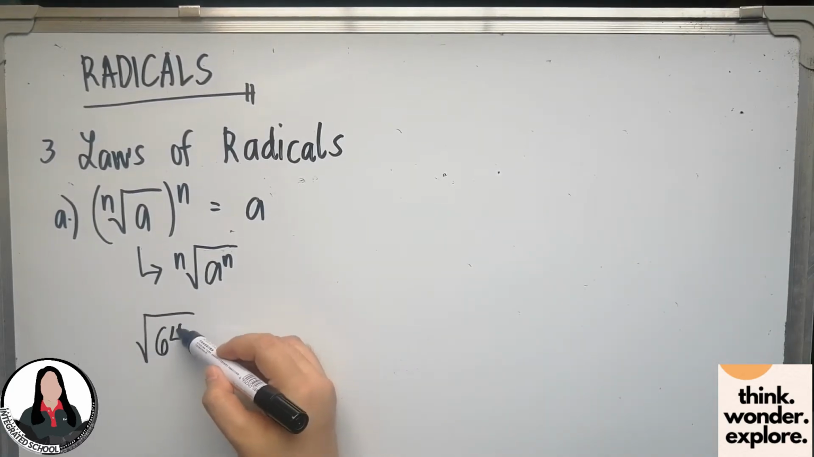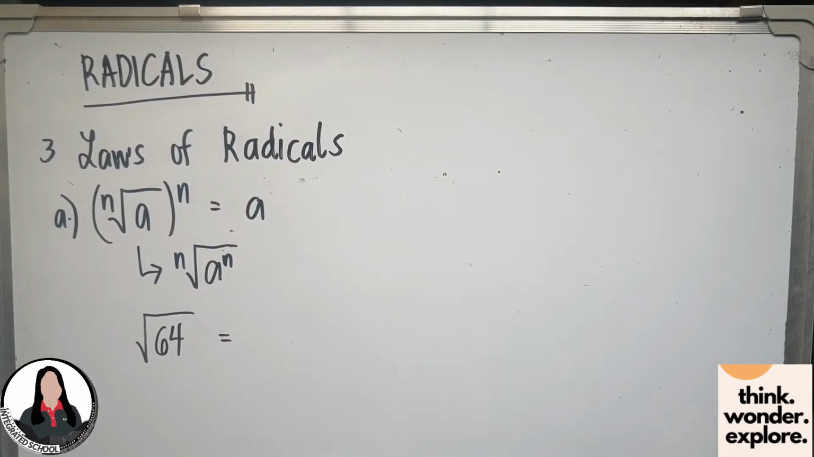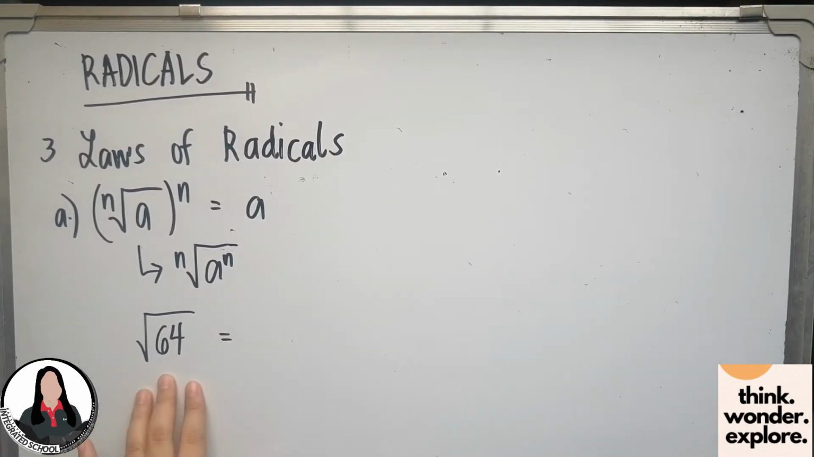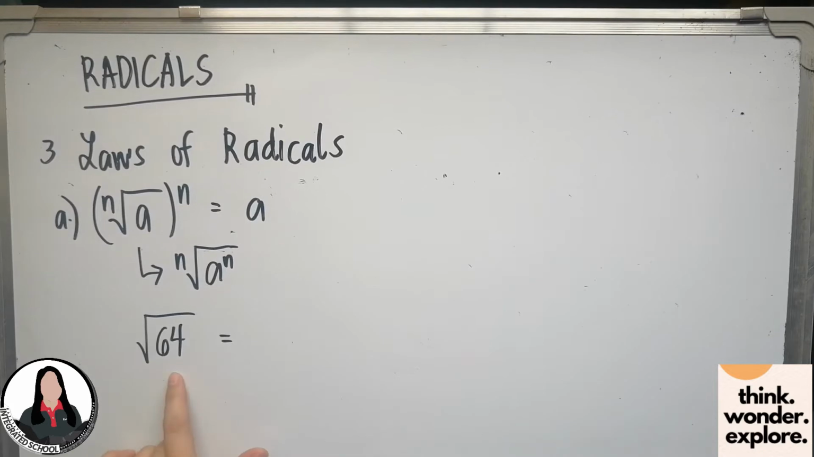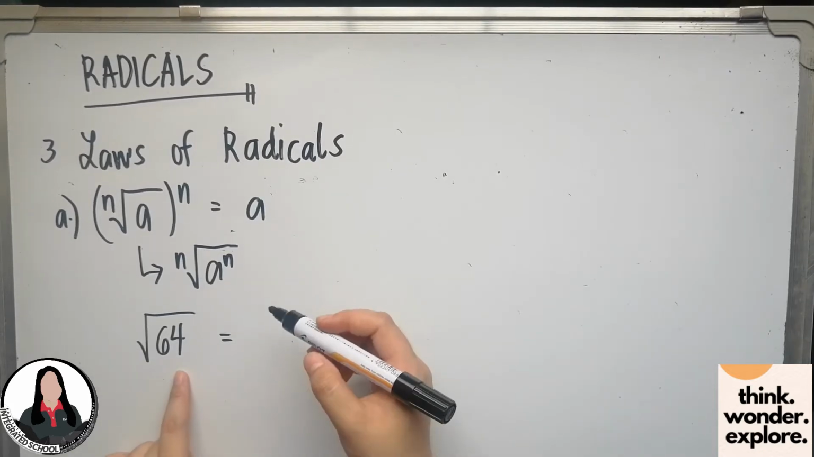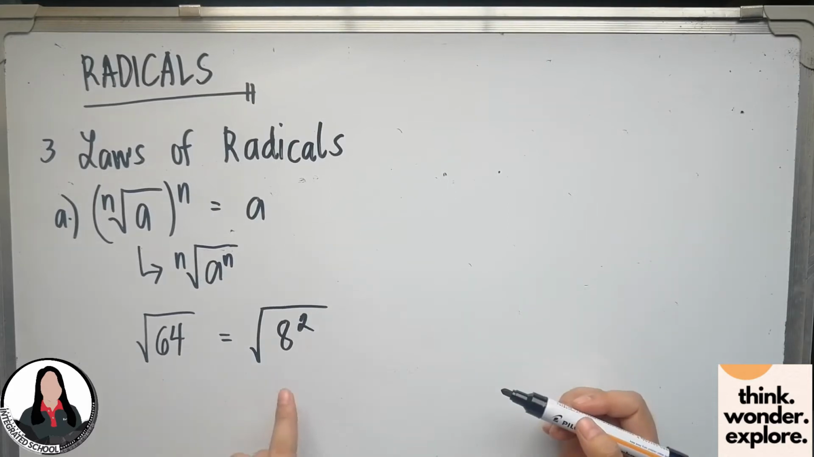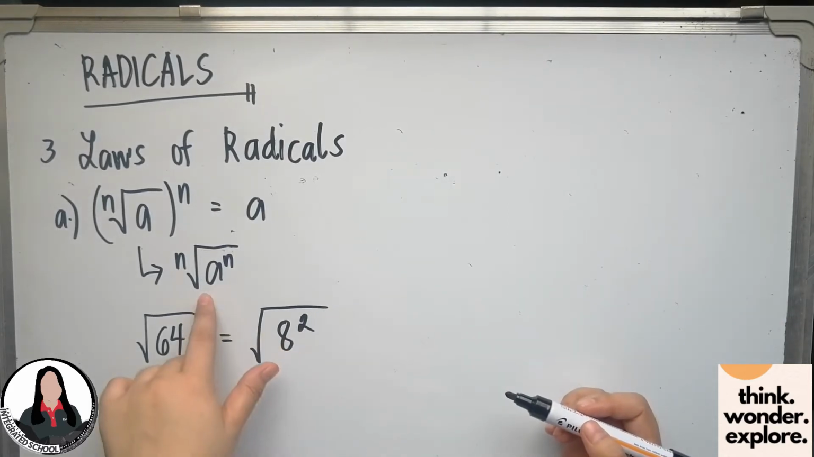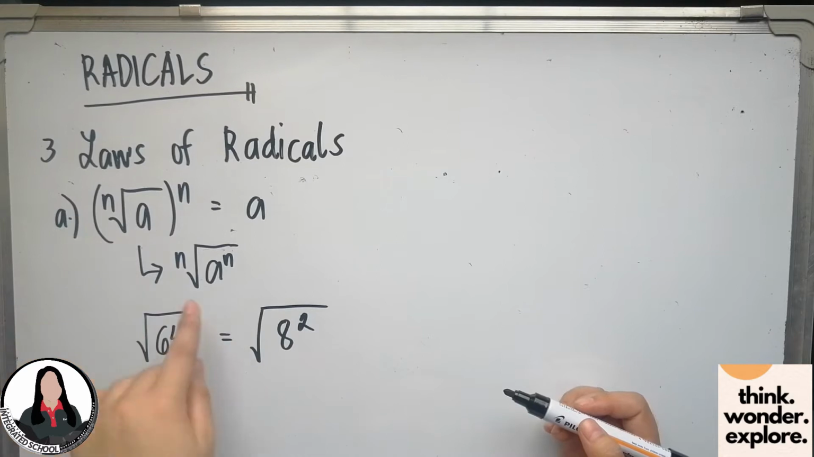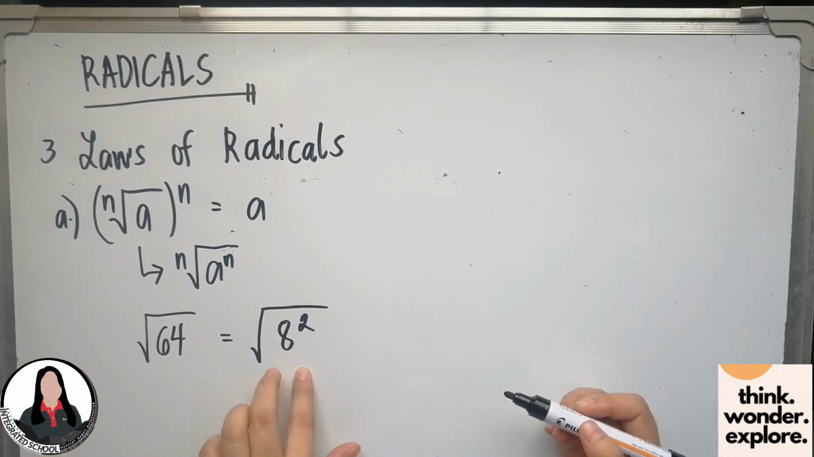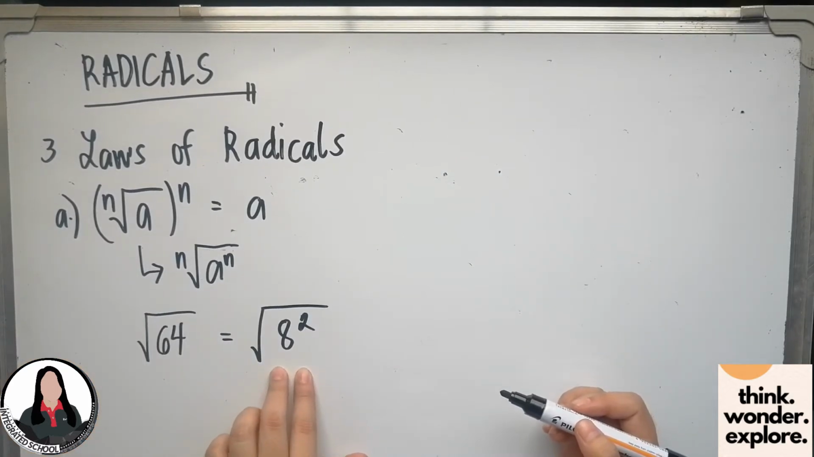Let us use this example. We have square root of 64. Okay, so for us to simplify square root of 64, we have to rewrite this using its exponential form. And we all know that 64 can be written as 8 squared. Okay, and since sabi nga natin, ang form na ito ay equal lang sa form na ito, pwedeng gamitin natin to para makapag-simplify ng ating radical expression.